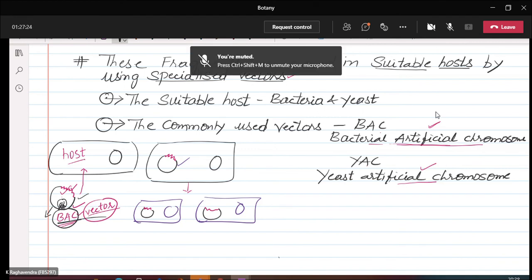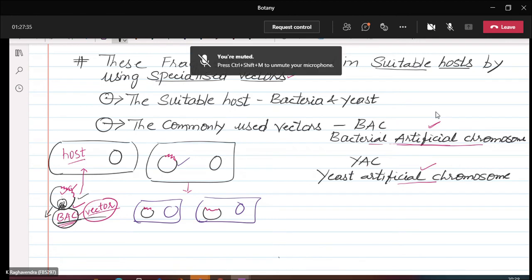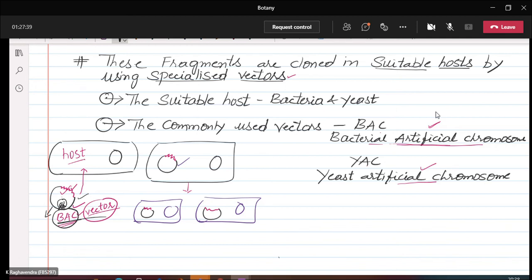So what is this called? BAC. In a similar way, the scientists isolated yeast DNA from some yeast cells. They trimmed it and inserted their desired fragment, and again reinserted this artificial chromosome into yeast cells, and they multiplied. Along with that, this fragment also multiplied. Ultimately, we need more number of copies.